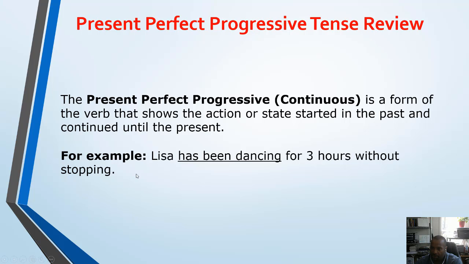For example, Lisa has been dancing for 3 hours without stopping. This means Lisa started dancing in the past and she's now continuing to dance. Alright, she started dancing 3 hours ago and she's still dancing, and she has not stopped. Okay?